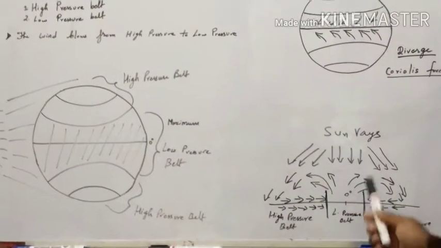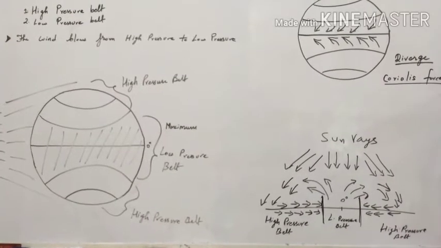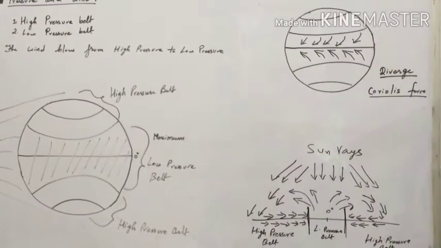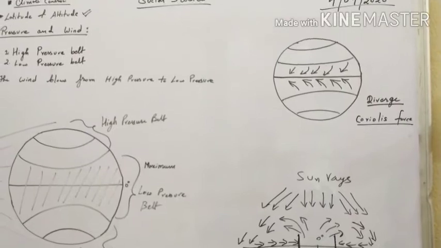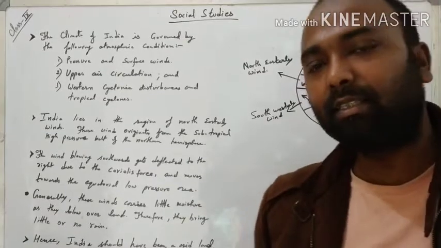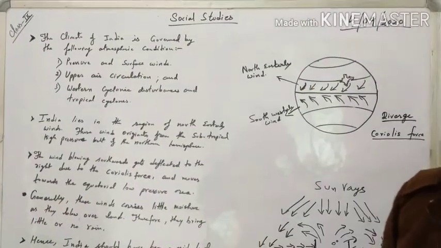So there is a circular movement of the air. So in this way it moves. Okay, so let us understand in contrast with our country. Okay, friends, now let us understand the climate of India.